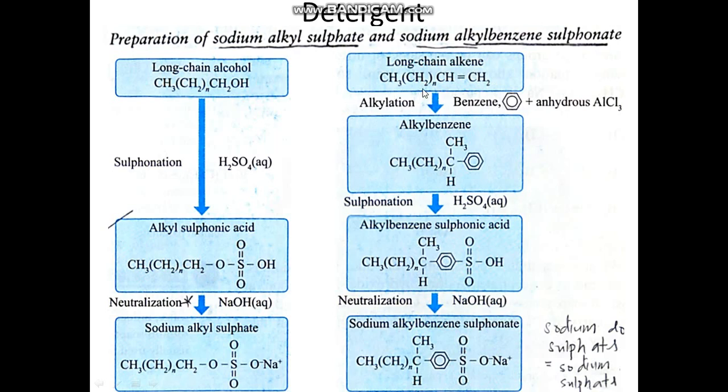After the alkylation, it will enter sulfonation. How to carry out sulfonation? Yes, by adding sulfuric acid. And when it becomes acid, it reacts with alkali; this reaction is known as neutralization. And finally, sodium alkylbenzene sulfonate is prepared successfully. So what you must take note of: for this kind of detergent, sodium alkyl sulfate, we use alcohol. For this kind of detergent, sodium alkylbenzene sulfonate, we use alkene.